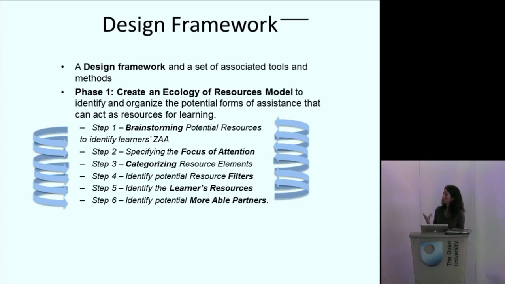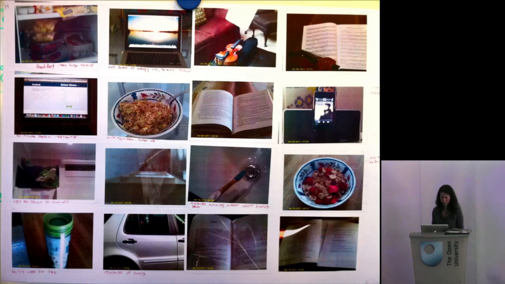And then step 6, you recognize that from Vygotsky's work, the idea of more able partners, and that's not necessarily a person, it could be a resource. What are the resources that are relevant to that learning goal, and how is it that we can tap into them?